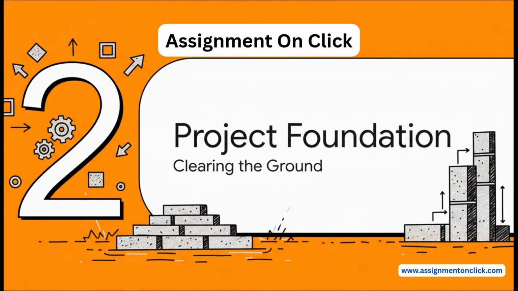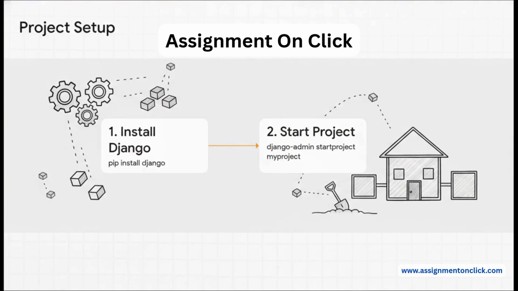Okay, on to section 2, laying your project foundation. Time to clear the ground. Every great structure starts with a solid foundation, and a Django project is absolutely no different. And it all starts with just 2 super simple commands. First, you've got to install the framework itself, right? Just pip install Django. Easy enough. Then you run django-admin startproject and give your project a name. This command creates the main project directory. It's basically like securing the plot of land and putting up the main scaffolding for our entire build.